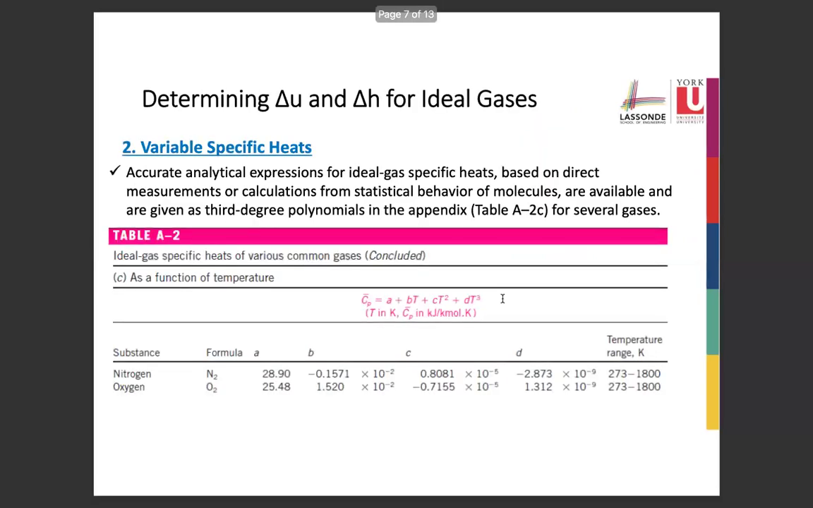The second method is a variable specific heat. In this one, it's more of a mathematical expression, and we're going to talk about where this is derived from in the lecture. After that, essentially what you have is coefficients, and these vary for different ideal gases. You could find all of this in table A2. You'd essentially just plug in these coefficients and you'd solve for your CP and CV.